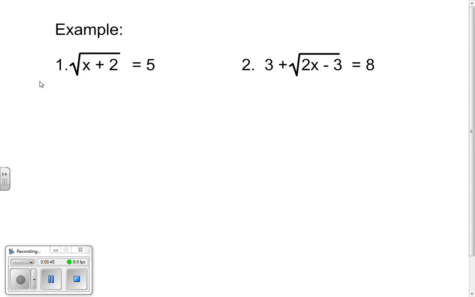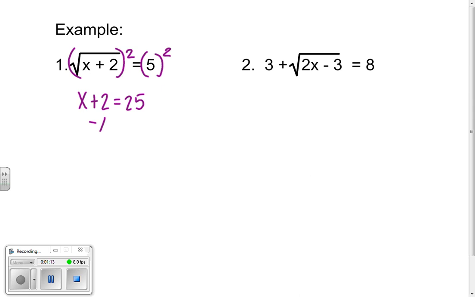So step 1, you want to solve for x, you need to isolate the radical. This one is already by itself, so you can go right to step 2. Step 2 is to raise each side to a power to eliminate the root. In this case, the square root can be eliminated by squaring. What you do to one side has to be done to the other. If you square the left, you get x plus 2. If you square the right, you get 25.